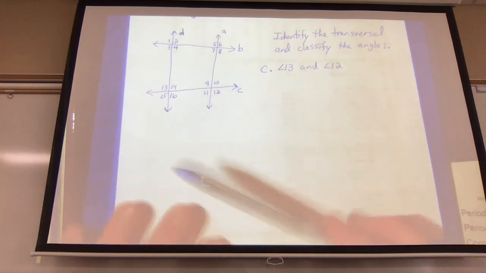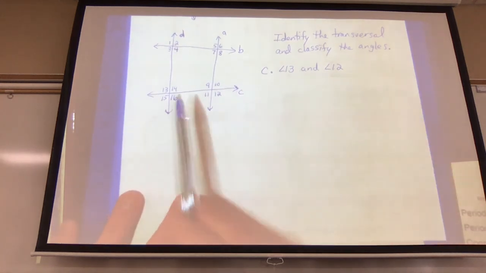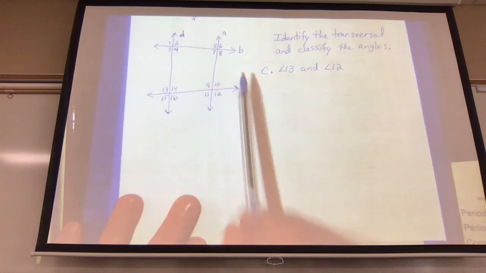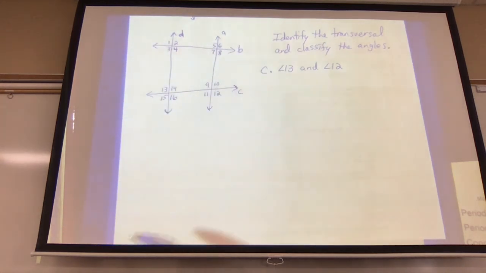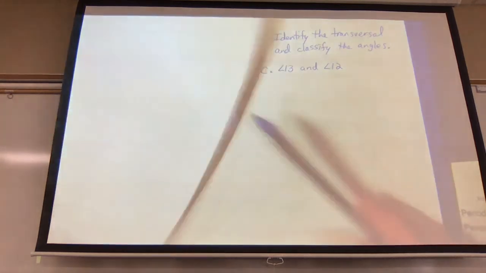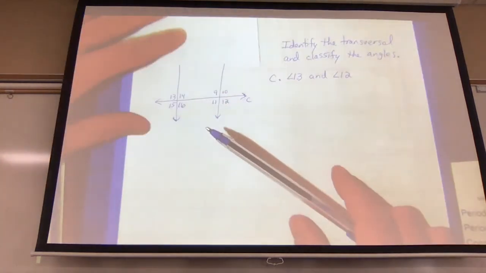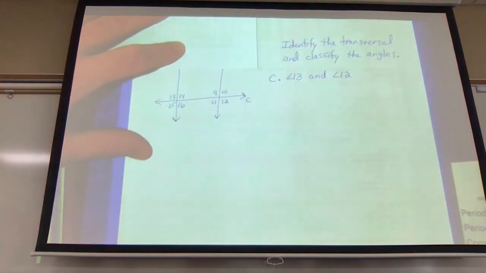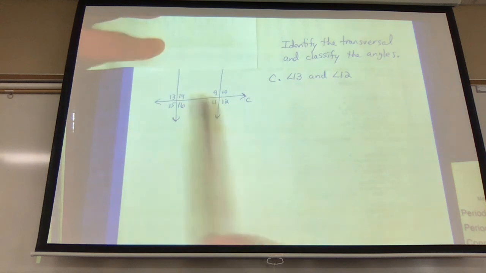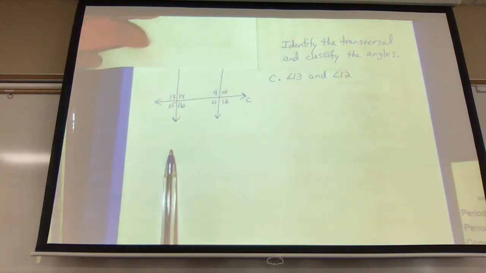What I found over the years that makes this a little easier is since I'm only using these two angles down here, I don't need any of the stuff on top. So what I'm going to do is I'm just going to cover up the top part of my picture. I don't even need that. And once I do that, now I'm back to what I had before. I've got one line intersecting two other lines.